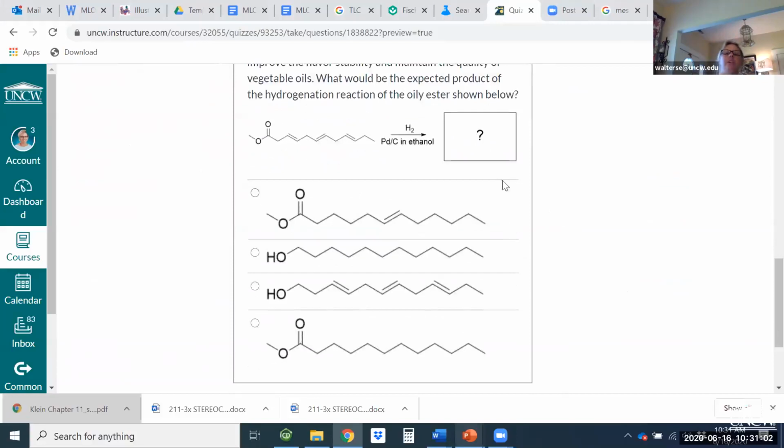Oh, okay, so this is hydrogenation. You can't do anything on the ester. The only thing that you can add hydrogen to is this set of pi bonds throughout this long chain. So it would be this last answer here.